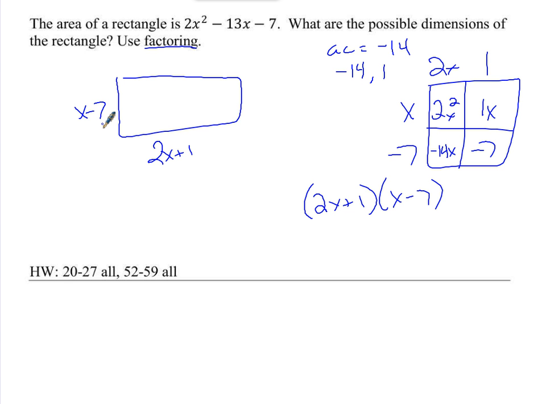It's just nice to know that you can do that, just in case the problem asks you to do it sometime down the road. So that is it for this section. That's using the box method. You use the box method when you have a number in front of the x squared term, but just remember to factor out the GCF first.